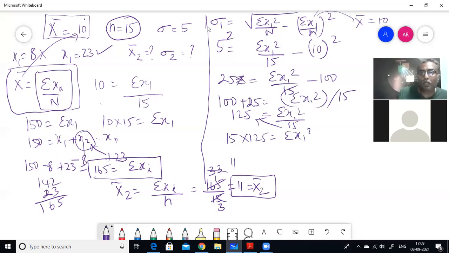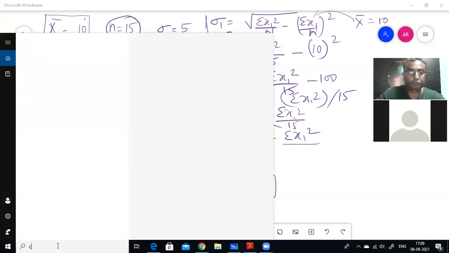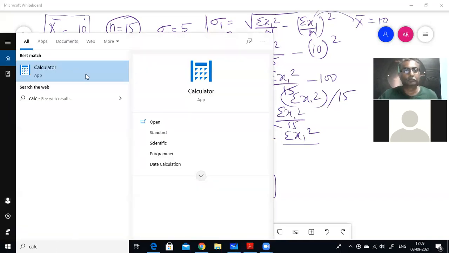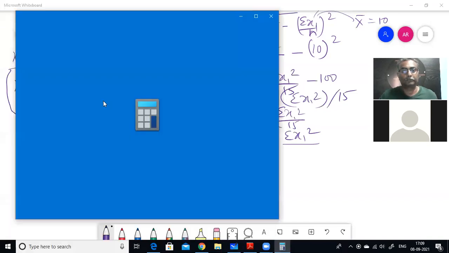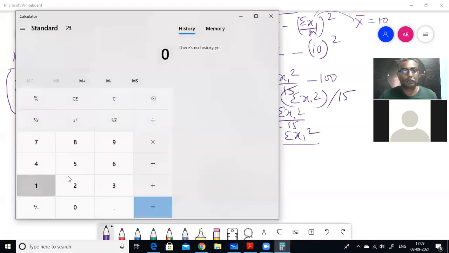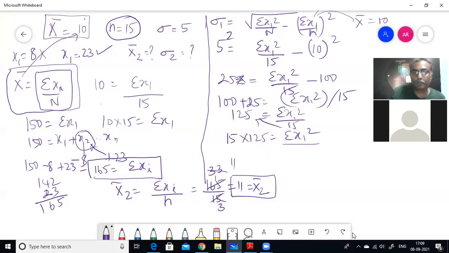Now you got sigma xi squared. What is sigma xi squared? 125 into 15. It's 1,875. Okay, 1875.